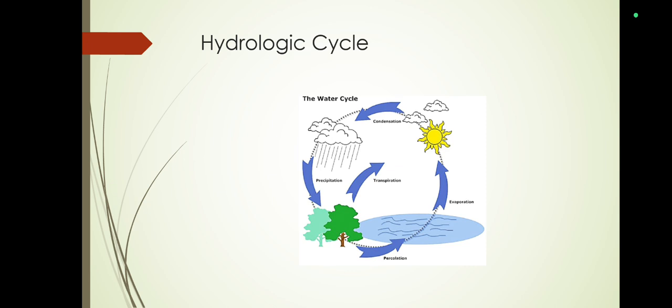So all the four parameters which I am discussing, like infiltration, transpiration, runoff, and precipitation, these are all the parameters of the hydrologic cycle.